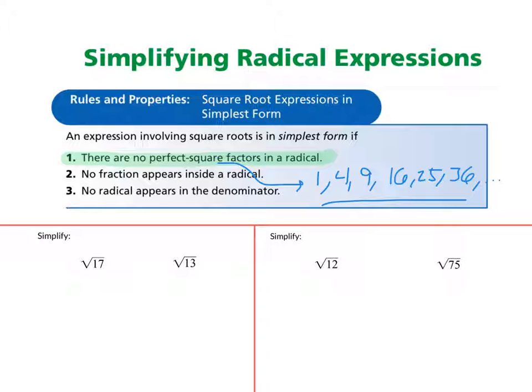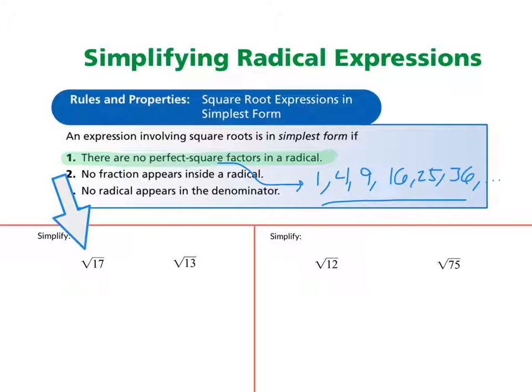First of all, let me show you some examples of numbers that can't be simplified anymore. I've got some on the left side here, like square root of 17 and square root of 13. These numbers are prime and don't have any perfect square factors, so these are as simple as they can get. They are in the simplest form they could be.